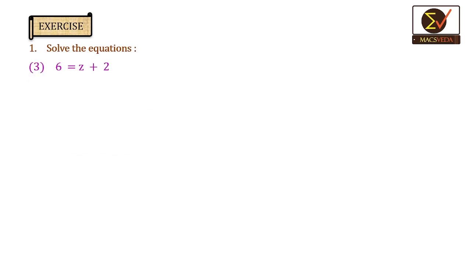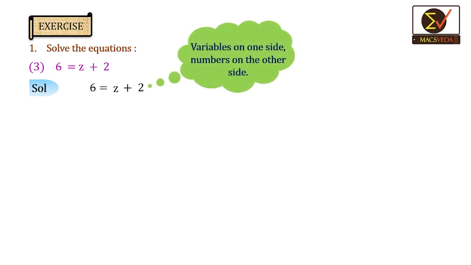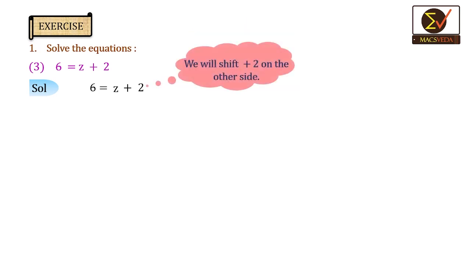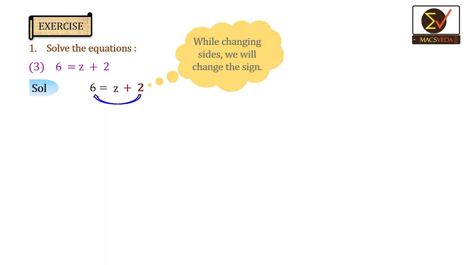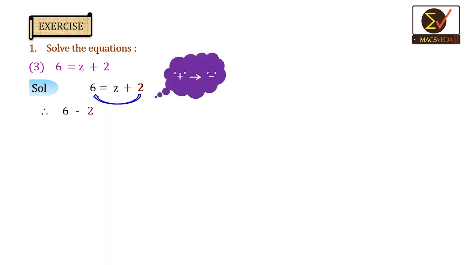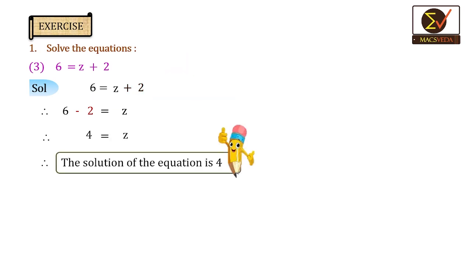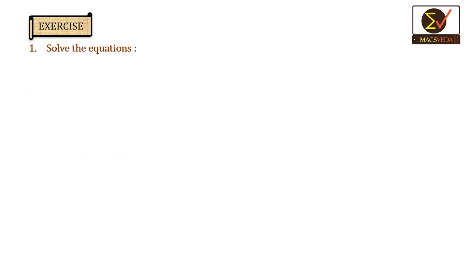Let's look at another example. 6 is equal to z plus 2. Remembering the principle, keeping variables on one side and numbers on the other side, we will shift 2, which is on the right hand side, to the left hand side. As it is a plus sign on this side, when we shift to the left hand side, this becomes minus. So 6 minus 2 is equal to z, that is, z is equal to 4. And the solution of the equation is 4.